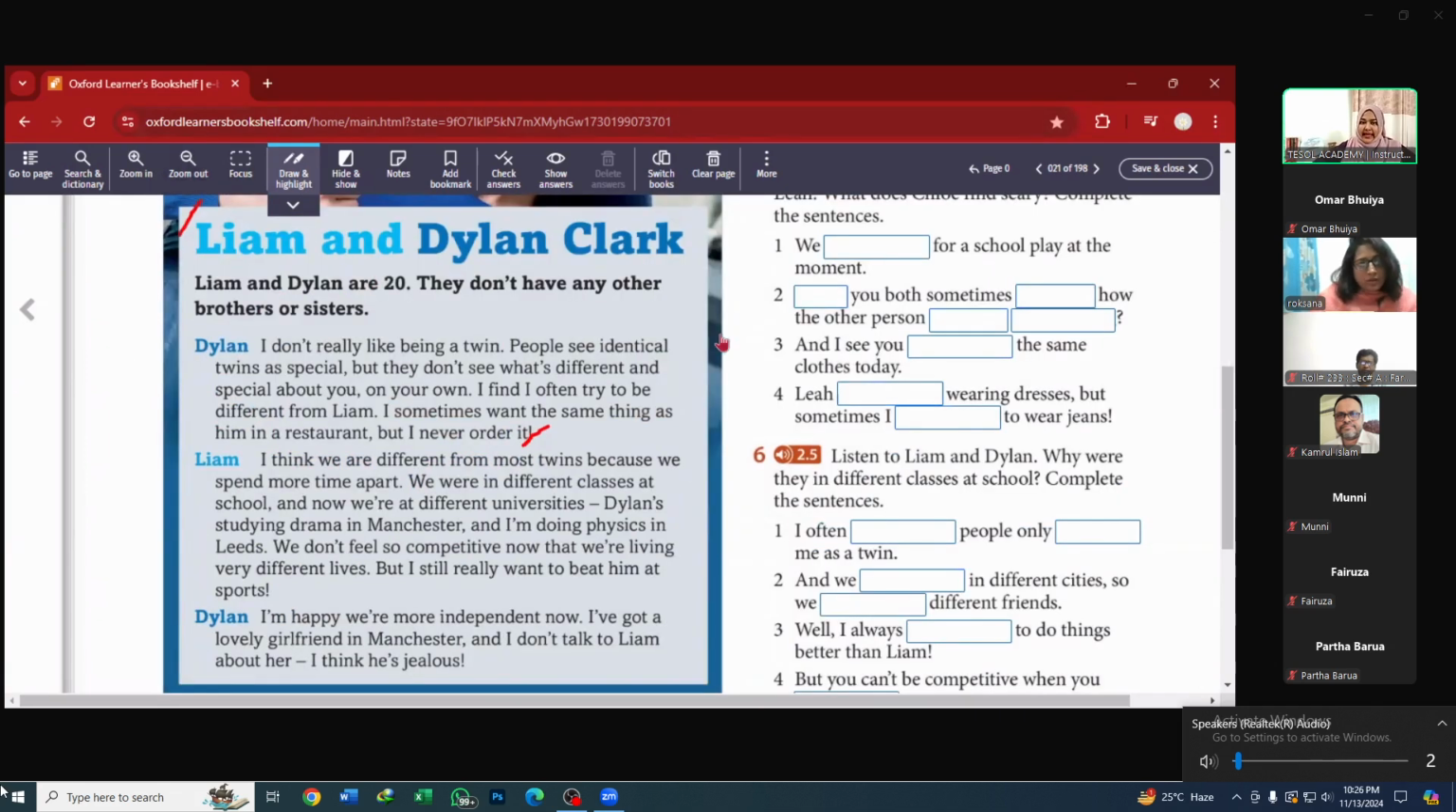Liam and Dylan Clark. Liam and Dylan are 20. They don't have any other brothers or sisters. Dylan: I don't really like being a twin. People see identical twins as special, but they don't see what's different and special about you on your own. I often try to be different from Liam. I sometimes want the same things as him in a restaurant, but I never order it.